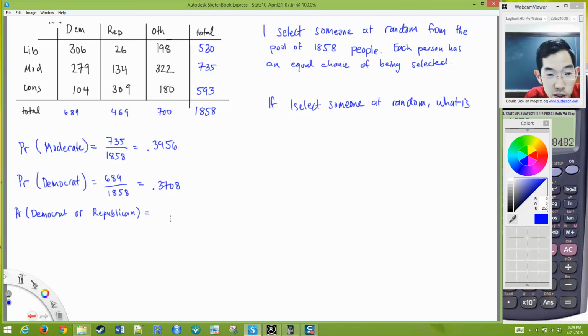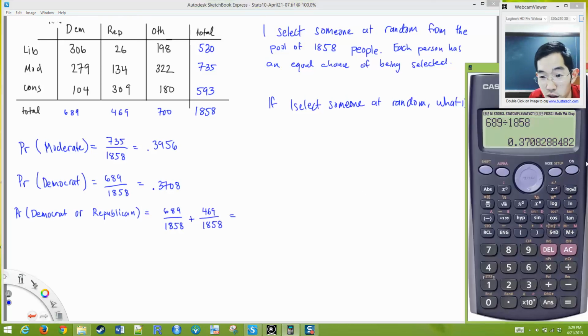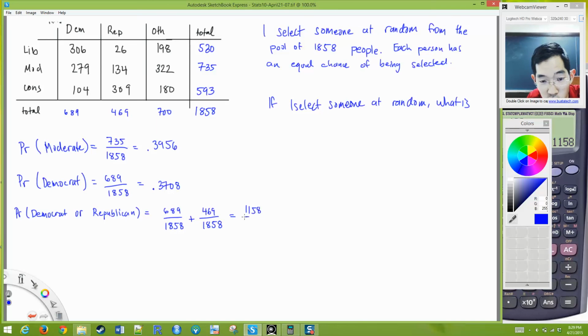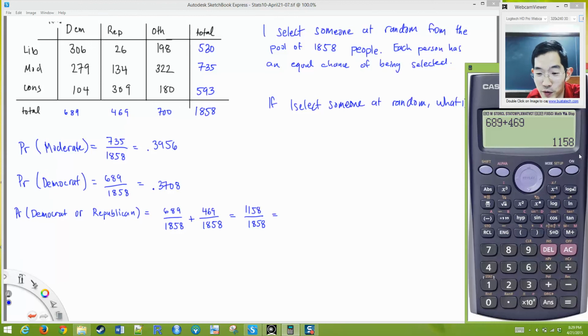And what is the probability that someone is a Democrat or a Republican? 689 over 1858 plus 469 over 1858. So 689 plus 469 gives me 1158 over 1858. You guys know how to add fractions, right? Some of you have forgotten, but you got to learn. 0.6233.